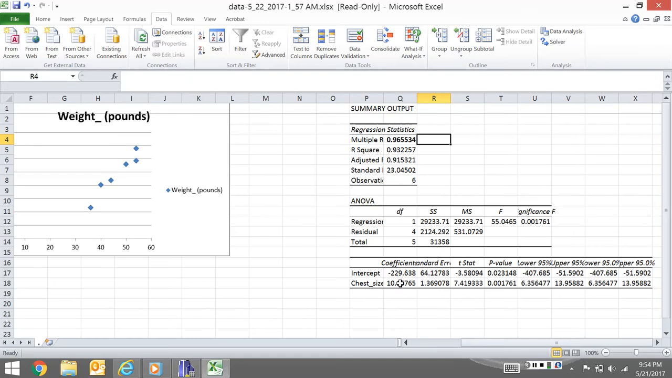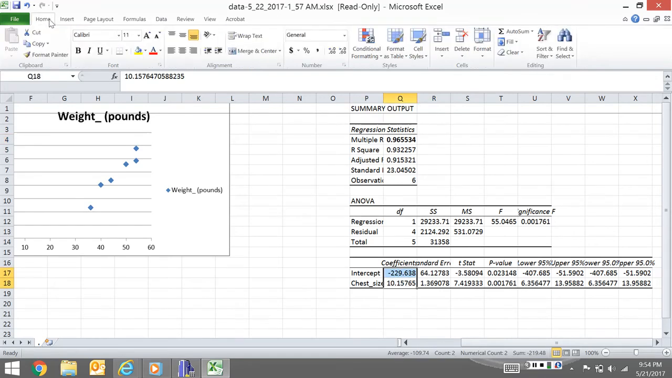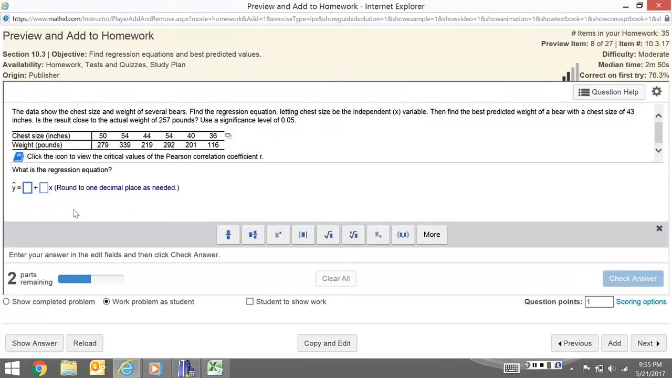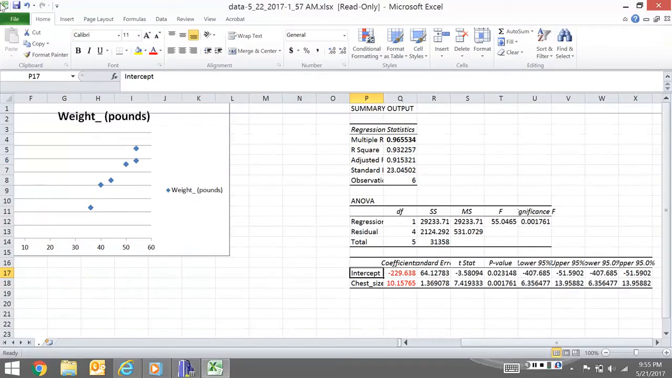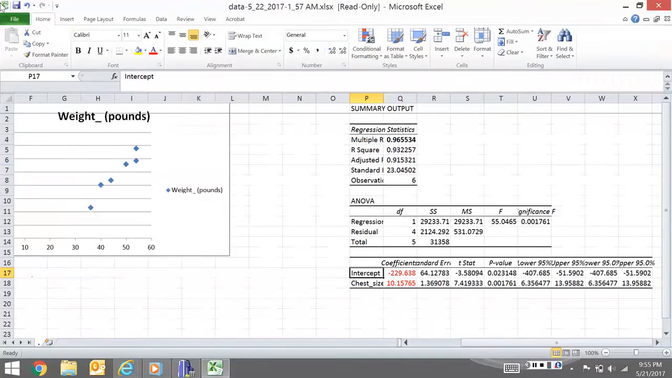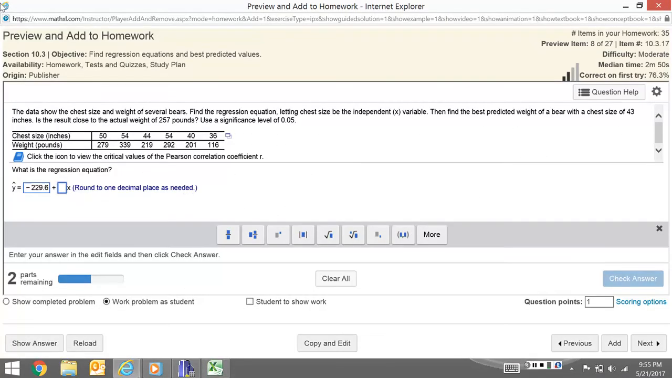Now, what matters for my regression line is down here. Here is my intercept, and here is my slope. Because remember, I'm really just putting this in slope-intercept form. So the intercept is where, remember, y equals mx plus b? That's b. This is m. So I'm going to come back here, and this one right here is my b. In this case, this is negative 229.6. And then here my slope, again, let's see here, 10.2.